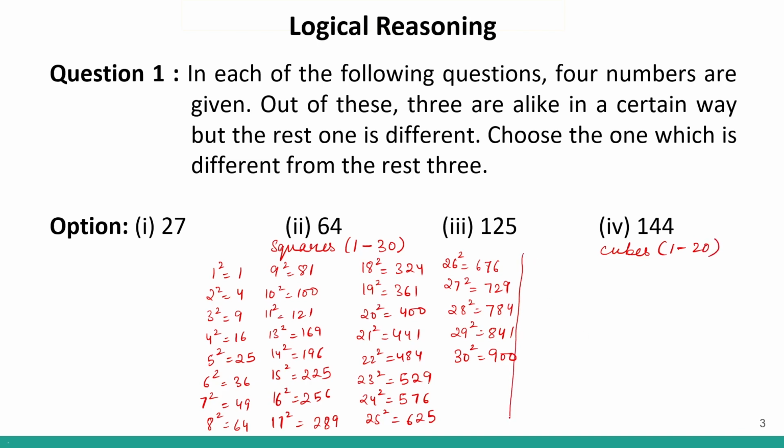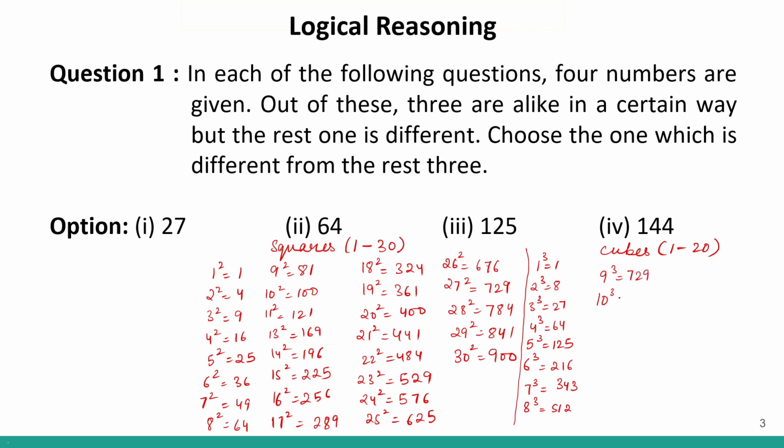Correct? From 1 to 20, I am writing cubes. 1 cube is 1, 2 cube is 8, 3 cube is 27, 4 cube is 64, 5 cube is 125, 6 cube is 216, 7 cube is 343, 8 cube is 512, 9 cube is 729, 10 cube is 1000.